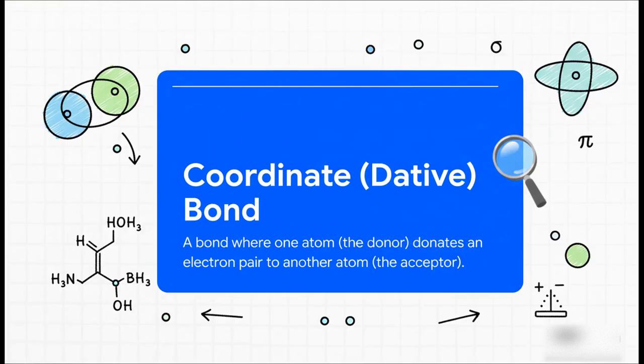First up is the coordinate or dative bond. Now, this is still a covalent bond where electrons are shared. But get this, one super generous atom brings both electrons to the table. It's like one friend brings the entire pizza to share with another friend who didn't bring any food but has an empty spot at their table. The first atom is the donor, the second is the acceptor.